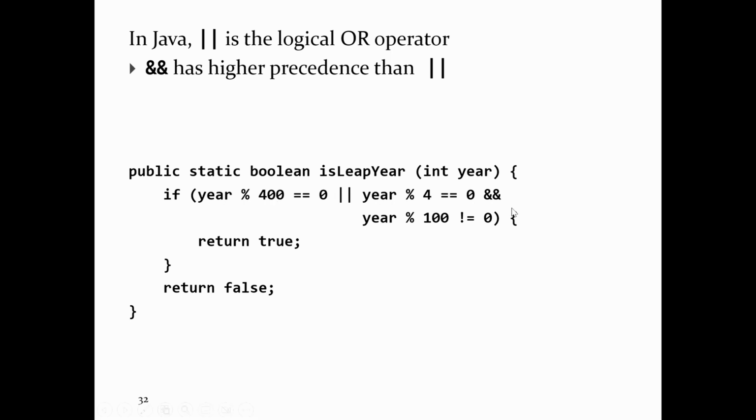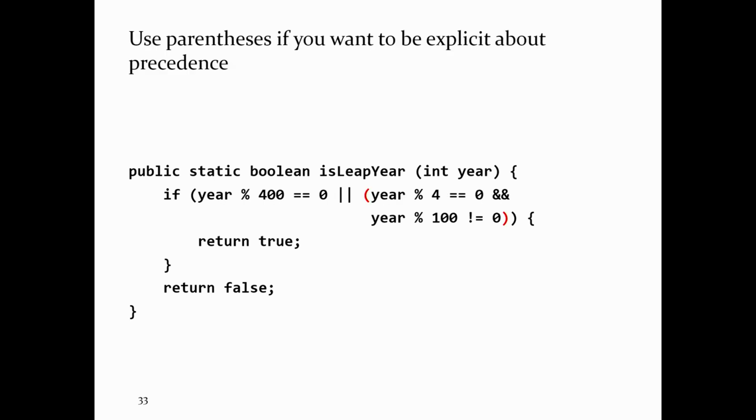So this is an example that shows that and has higher precedence than or. Now, you might say this is a little hard to remember. It's also a little hard to read. That's fine. You can always stick in parentheses.